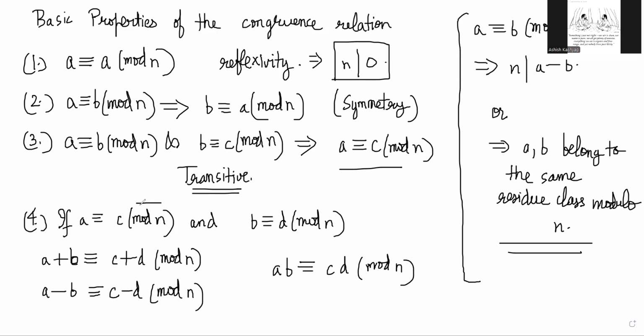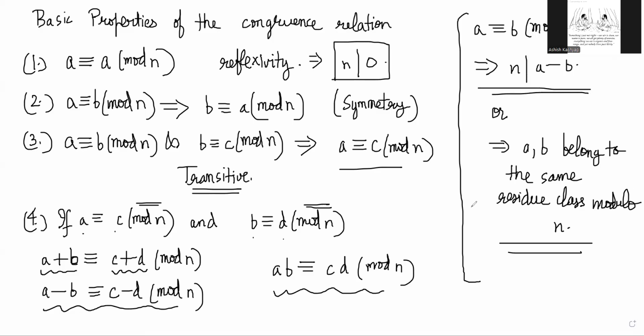As long as you have the same moduli, it is guaranteed that A and C are congruent and B and D are congruent imply that A plus B is congruent to C plus D. Similarly for subtraction and multiplication. Again, the proof of this part can be done. There is no issue with the proof. You can prove that n will divide A plus B minus C plus D. You can try it out yourself also. All of these three can be proved by the same method. Follow the definition to prove it, right?